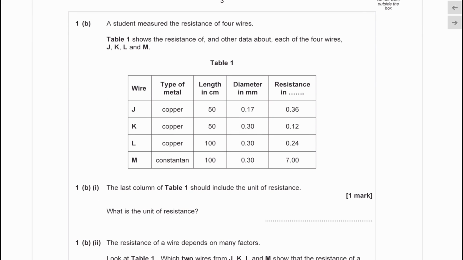So we've got 1B. A student measured the resistance of 4 wires, and table 1 shows the resistance and other data about each of the 4 wires J, K, L, and M. Alright, now B part 1 tells us that the last column of the table should include the unit for resistance. What is the unit of resistance? Now the units for resistance are the ohms. Okay, so I'm going to say the ohm, and just in case you wanted the symbol in brackets, there we go, that is the symbol for the ohm.